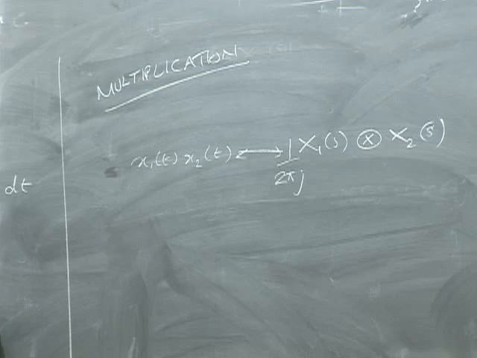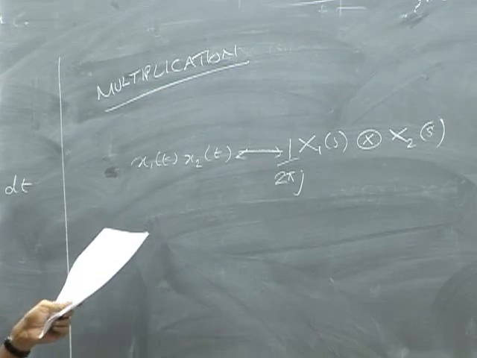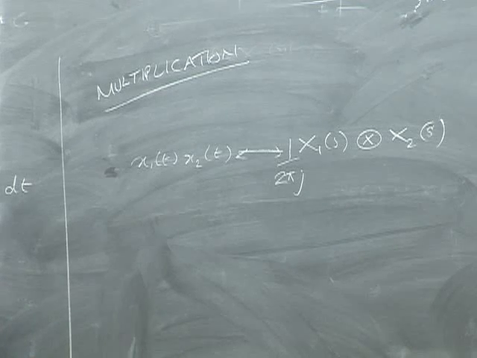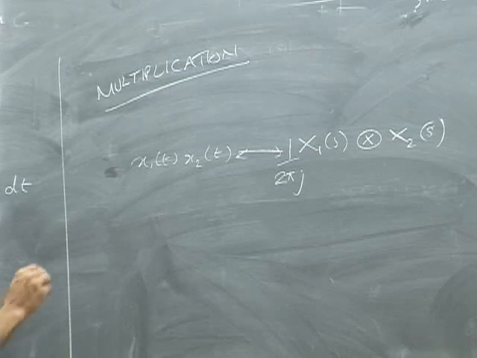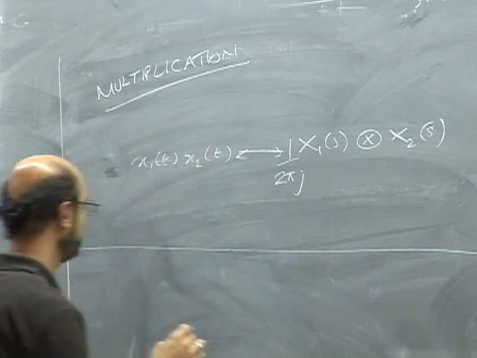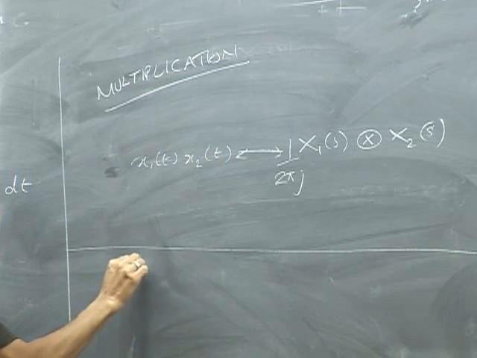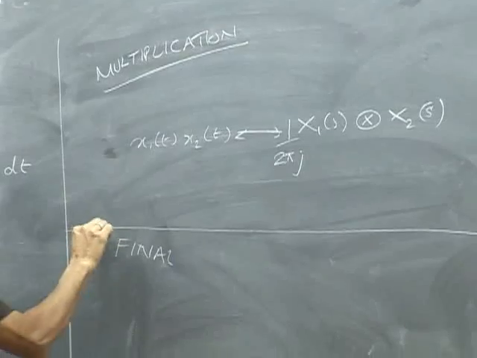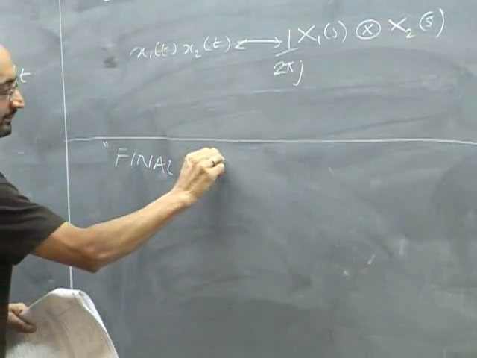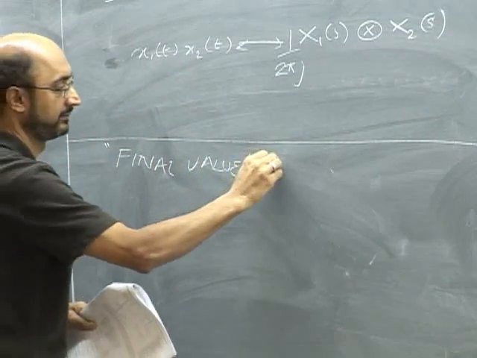Okay, any questions about this over here? So this is a nice symmetric thing over here. Convolution and multiplication become interchanged in these two domains. Okay, the last thing is actually a theorem. It's not really a property. And I should add that this is the so-called final value theorem.